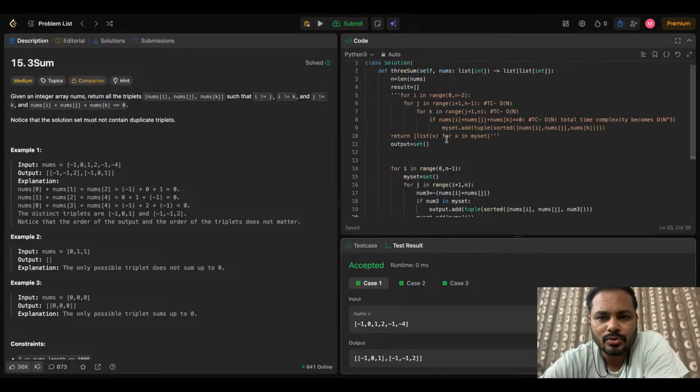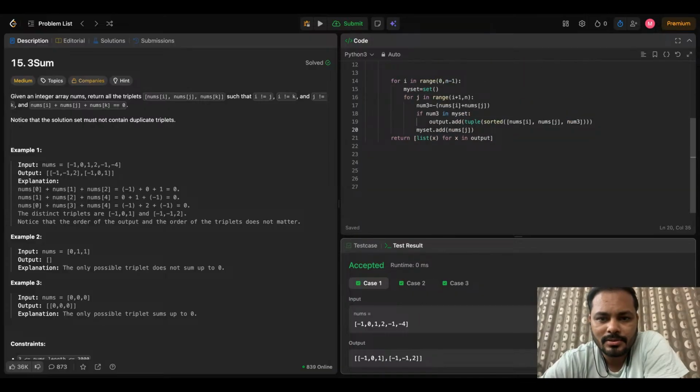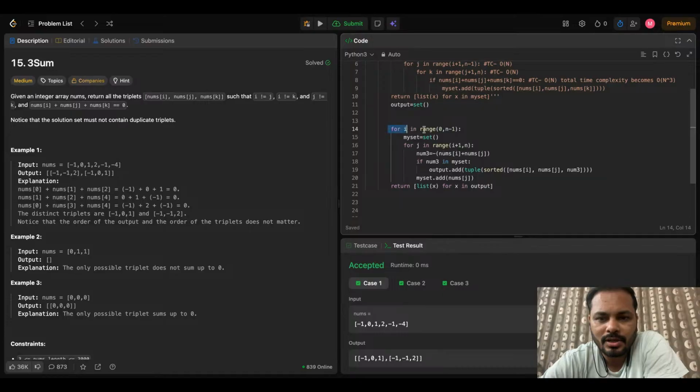So guys, this was a middle solution where we fixed one i and started searching for j, and num3 will be minus of nums of i plus nums of j. This is giving us the correct answer, but there is still the time complexity to consider.